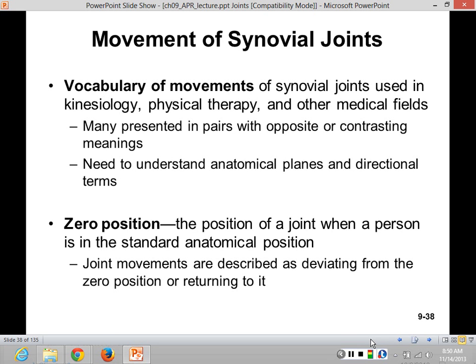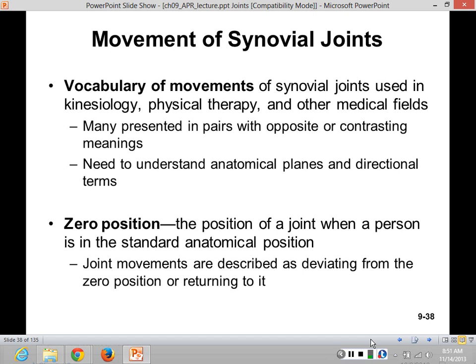Okay, we're going to start with vocabulary of movements. Guys, we do these movements every day. So now you're about to put a name with them, an anatomical name. All right? You see where they're used: kinesiology, physiology, physical therapy, and other what? Medical fields. You'll have to know that.